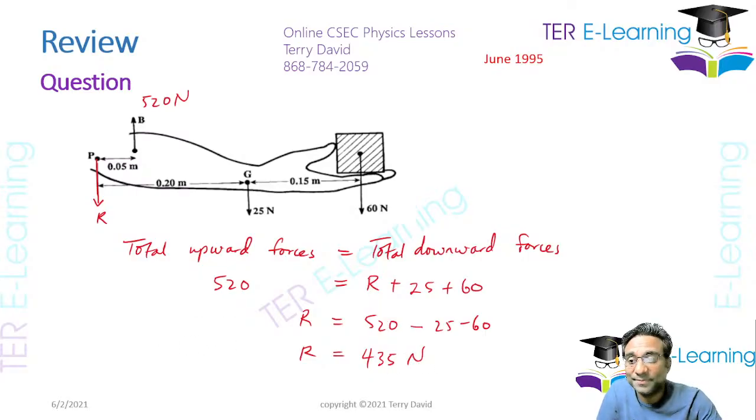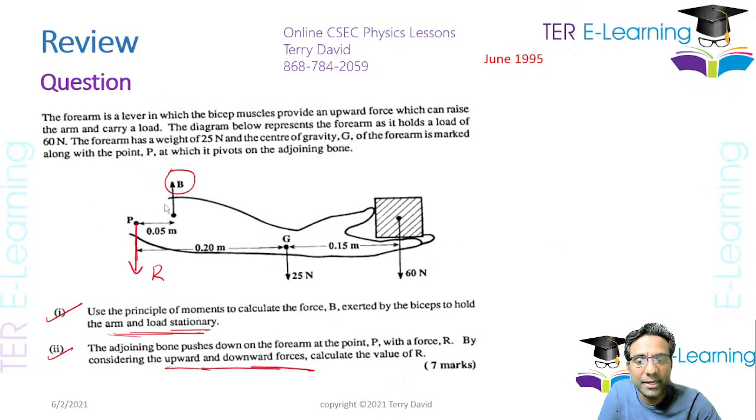So again, this is an exam question based on the principle of moments. We had to work out the force exerted by the bicep, and we had to find the downward force at the elbow, basically.